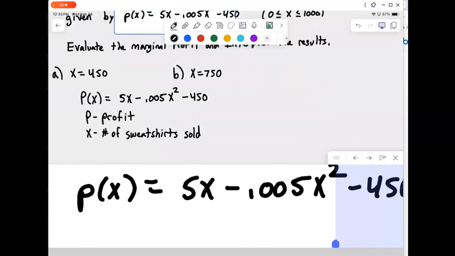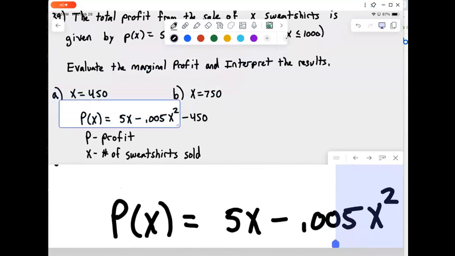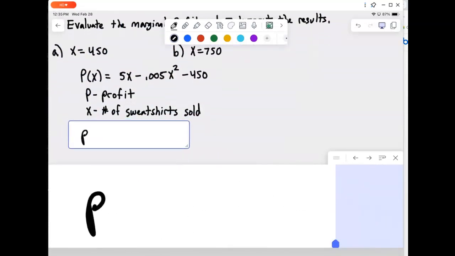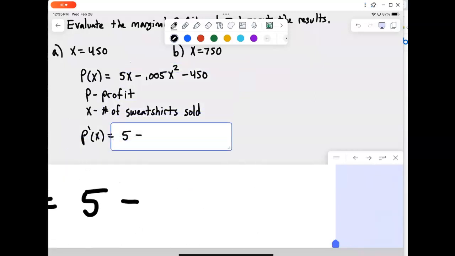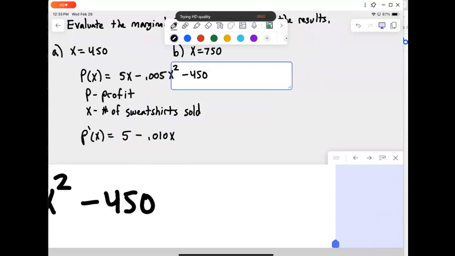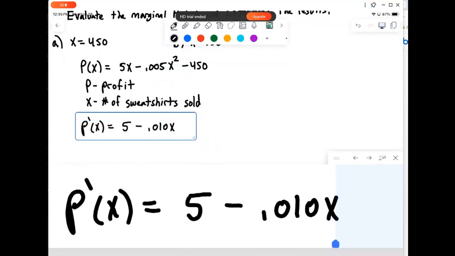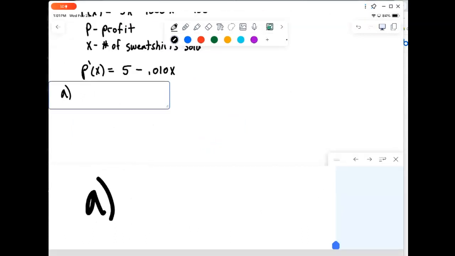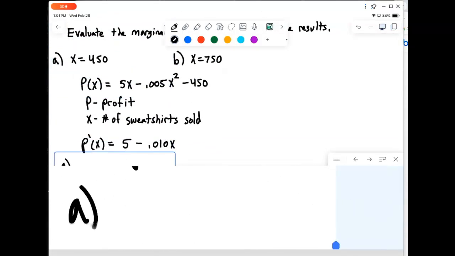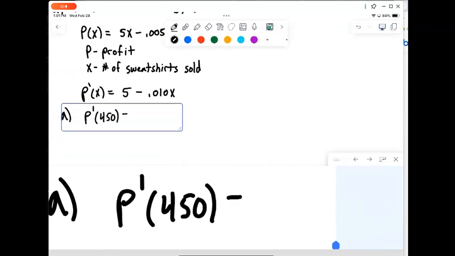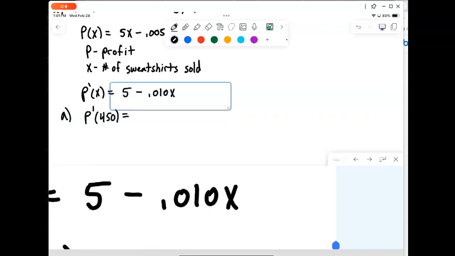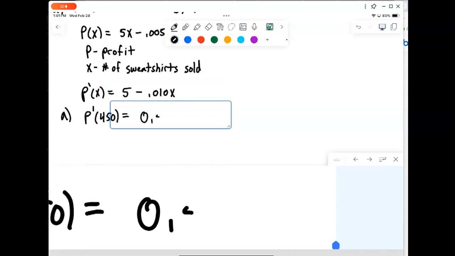Okay. So for us to talk about marginal profit here, we're going to have to begin by doing our derivative. So P prime, taking our derivative, would be 5. Derivative of 5x would be 5. We multiply by 2, so minus 0.010x. And the derivative of 450 will be 0. So we're asked now to evaluate this first in part A when x is 450. We just go to our marginal function, plug in 450, and we compute it. When we do so, we find that P prime of 450 is 0.5.